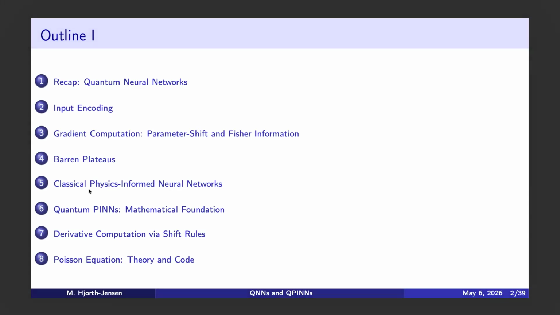If in project 2 you are exploring the HHL algorithm, and you apply that to the solution of, let's say, Poisson's equation, there is an example in the notes here where we use quantum PINNs to solve the same differential equation. So most likely I will need some time next week as well to discuss the implementation of quantum PINNs.